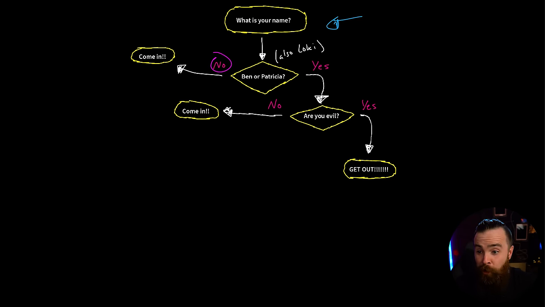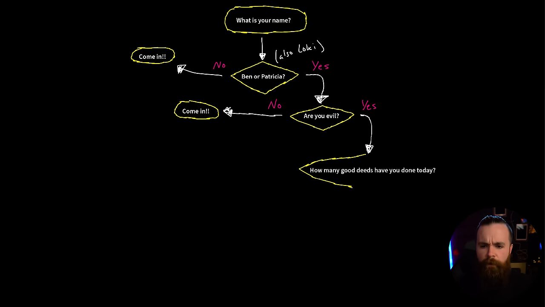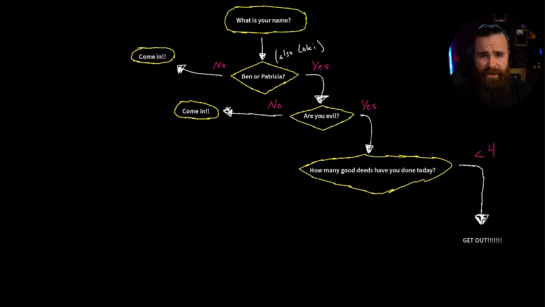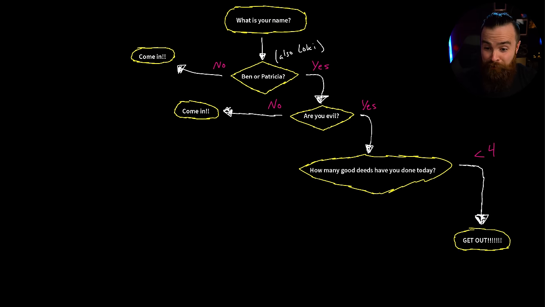If the answer is no, then come on in. If the answer is yes, let's make sure you're not evil. Are you evil? No? Come on in. Yes? Get out. But now we want to say, with our new logic, how many good deeds have you done today? If less than four, get out of here. You're still evil. But if you've done four or more good deeds, then hey, come on in. I can work with that. I love me some anti-heroes, yeah.